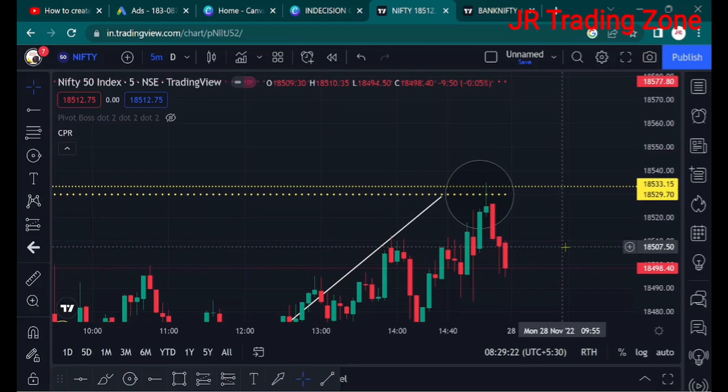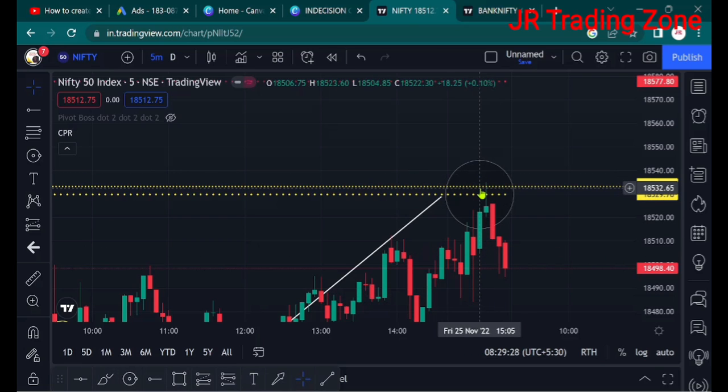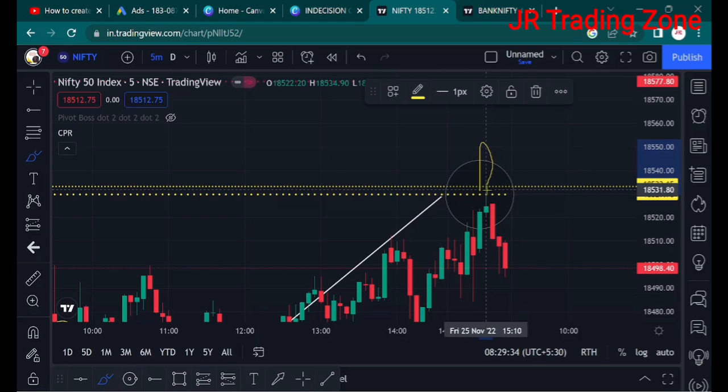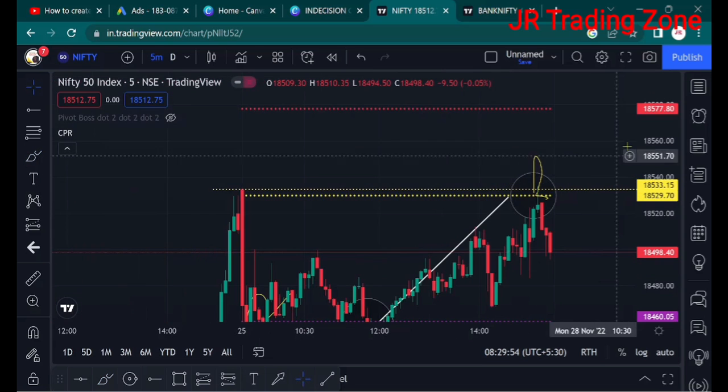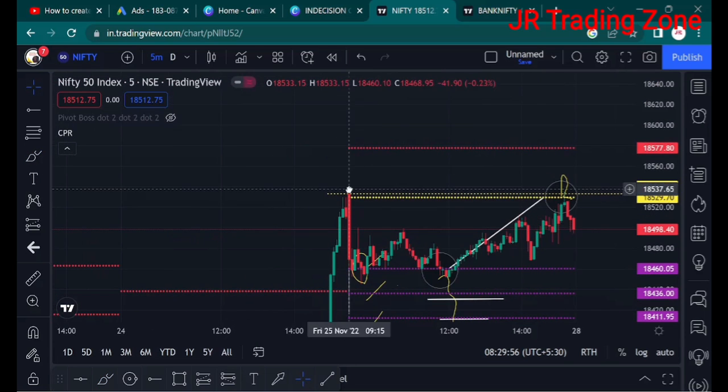Okay, in this chart, can we go long? Yes, we can go long if this resistance level is broken on the higher side. If it is broken on the higher side and if it shows a confirmation here, then we will go long. I will show you one more example.